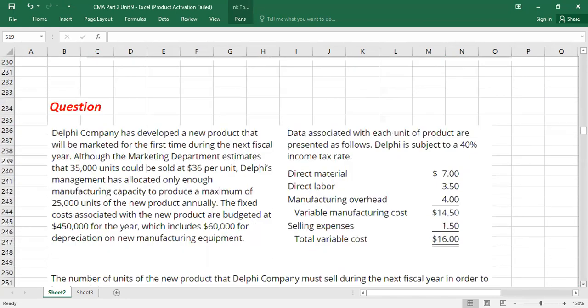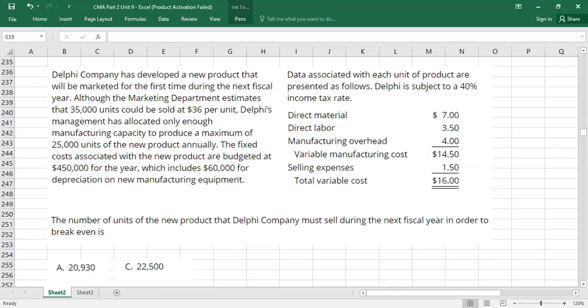Then we have question number 2. Here we have another question. So here we go. They are telling you, for example, Delphi company has developed a new product that will be marketed for the first time during the next fiscal year. Although the marketing department estimates that 35,000 units could be sold, this is the estimated sale at $36 per unit.